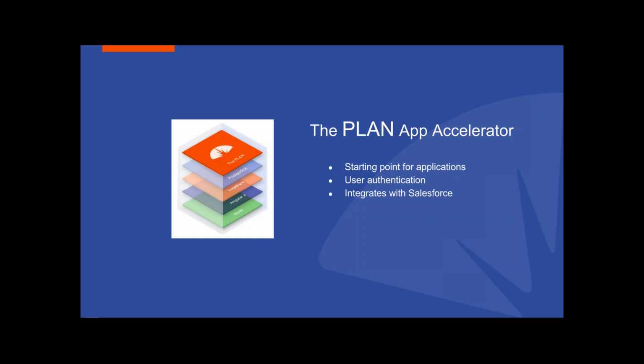So the demo that we will be putting on today will be using a quick start called the Plan App Accelerator. What this does is it integrates with Salesforce via Heroku Connect to pull in contacts and accounts from your org, and then it uses those contacts as a means of allowing authentication into an application so that you don't necessarily need to use users or implement a from-scratch user authentication system and things like that. So without further ado, let's get started.